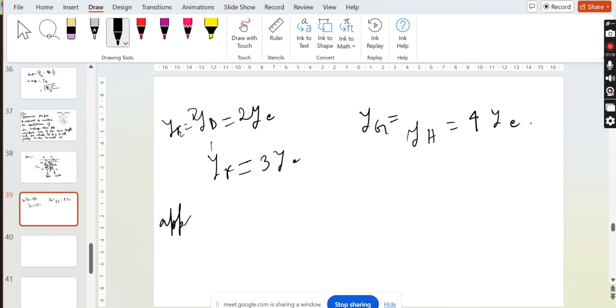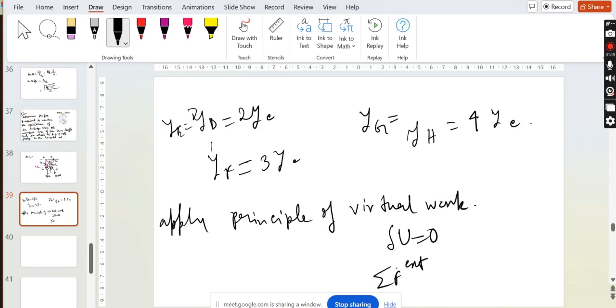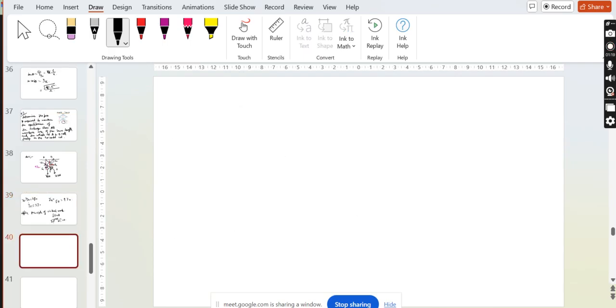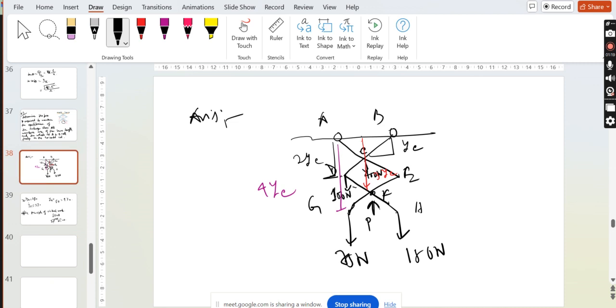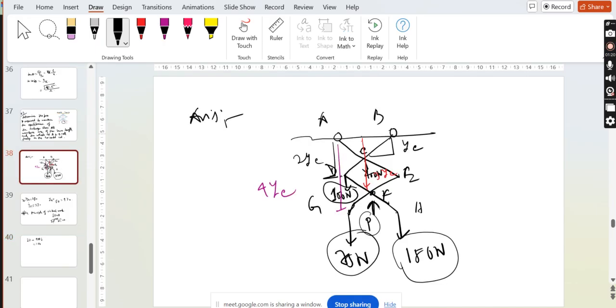So we now apply the principle of virtual work. Delta U is equal to 0. So delta U is nothing but F external delta y equal to 0. So here the external forces are 100 Newton, 75 Newton, 150 Newton, and this one. It's 400 Newton also.